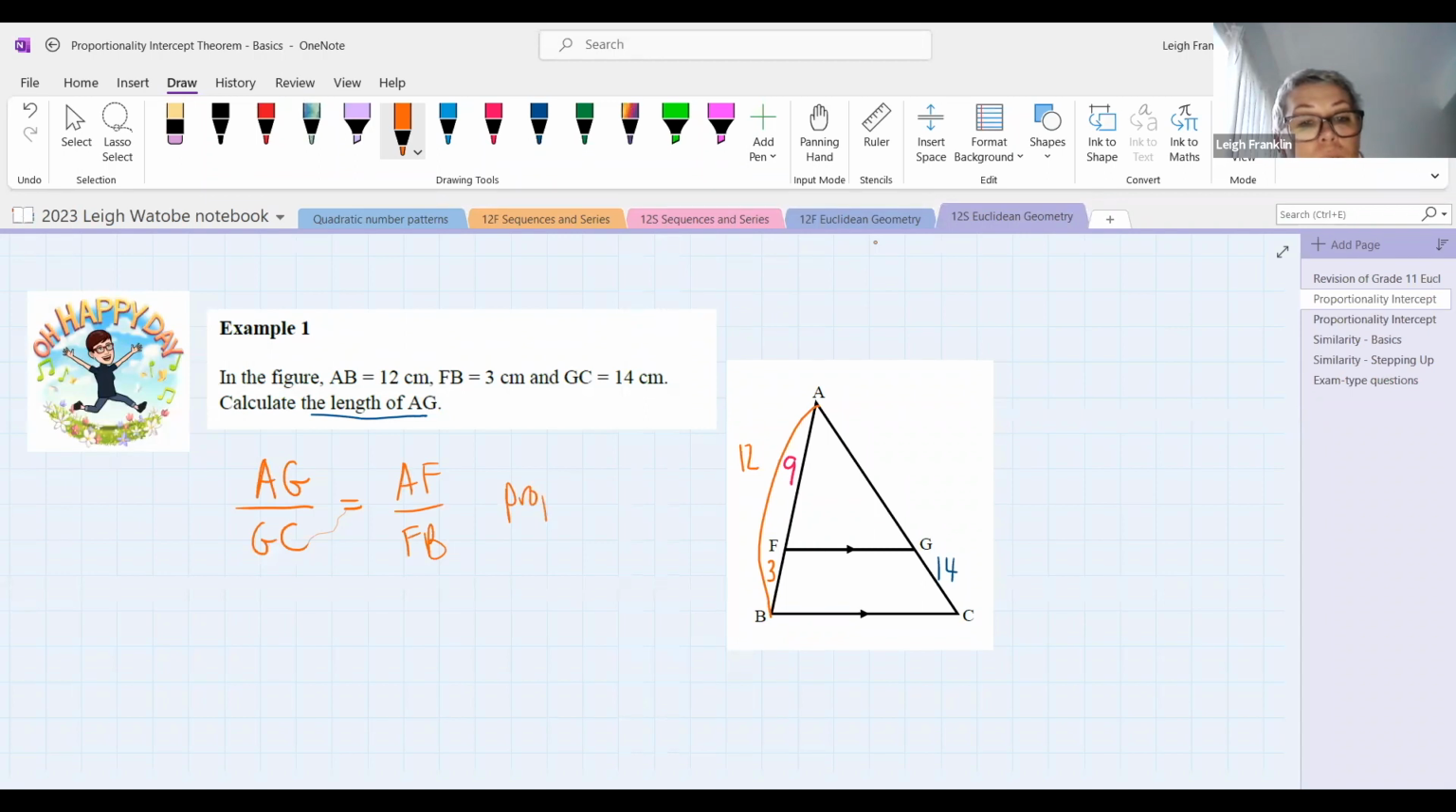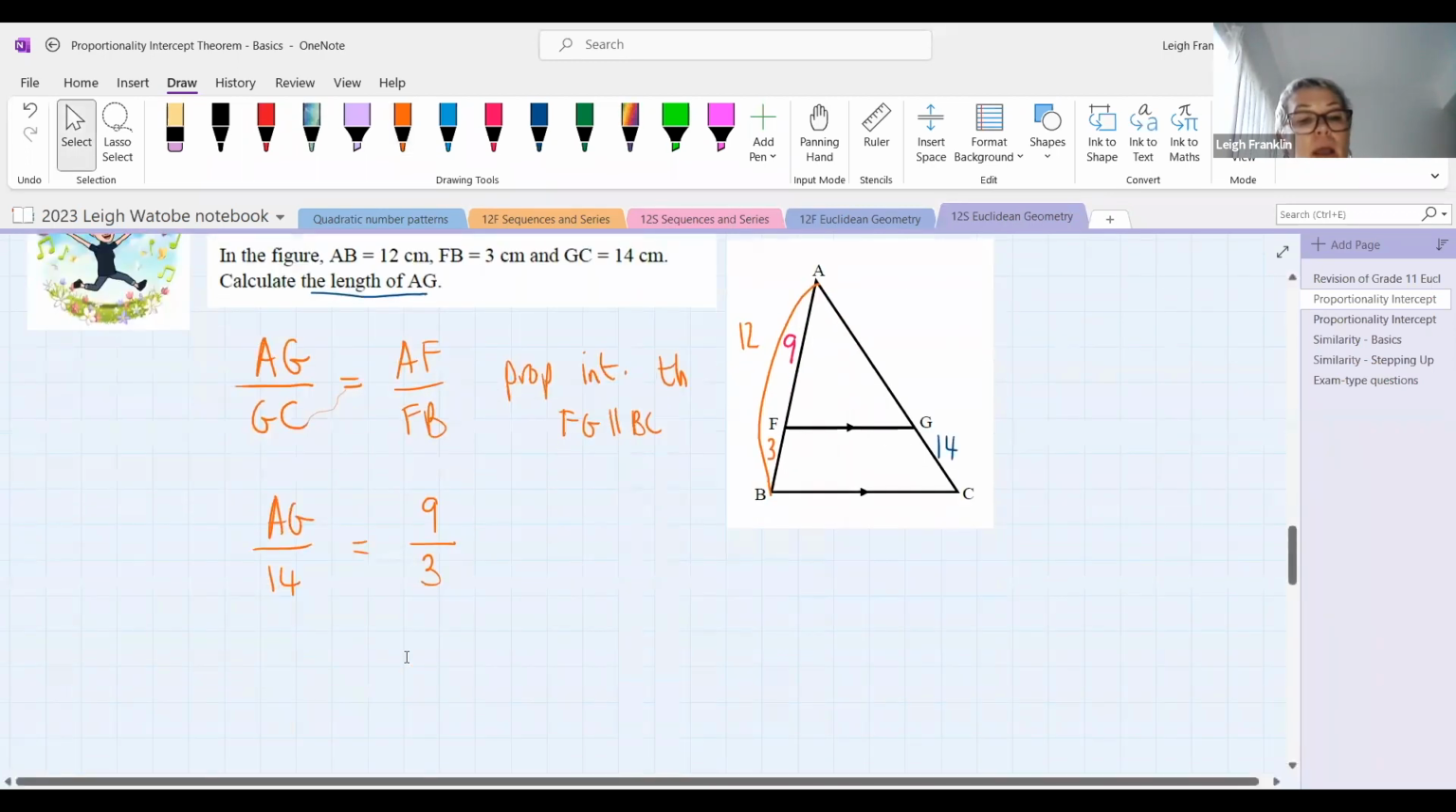Reason: proportionality intercept theorem. What mustn't I forget to do? Name the parallel lines. So FG parallel to BC. Now I can go and substitute. AG is what I'm solving for. GC is 14. I know that AF is 9. FB is 3. Now you're doing exactly what I was showing you, except I used an X. You are cross multiplying and then solving for AG.